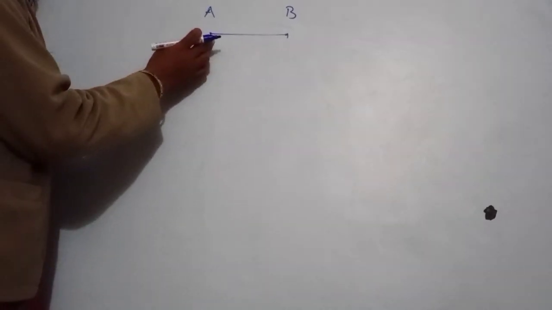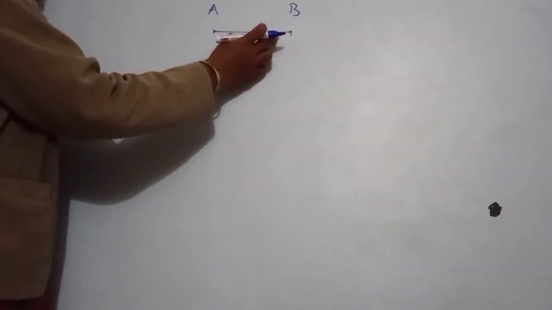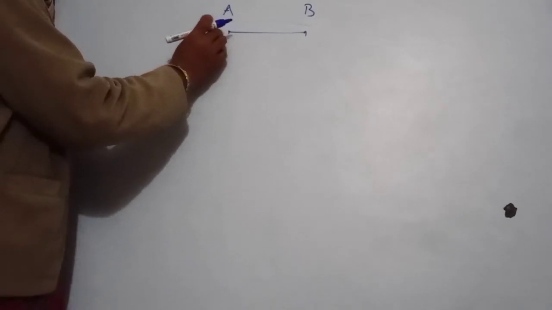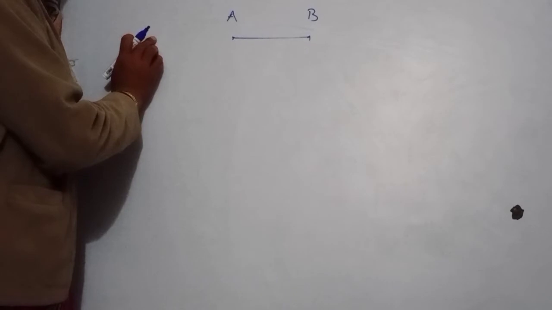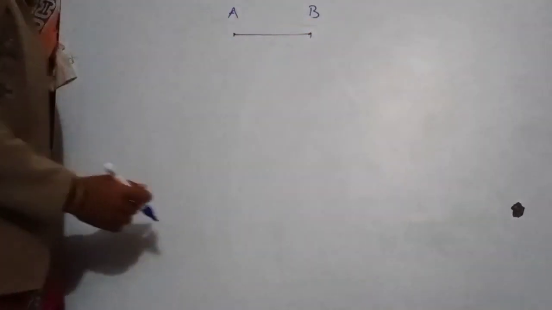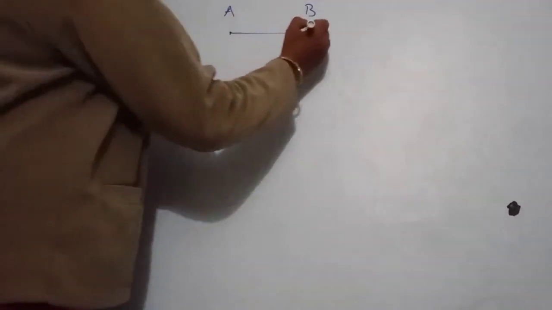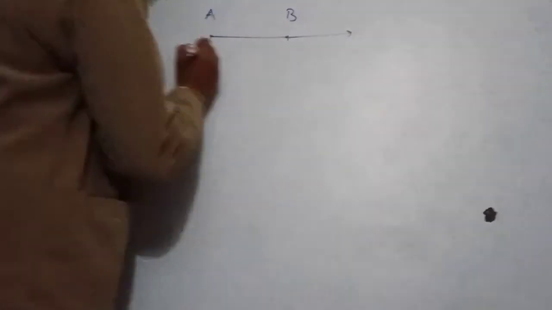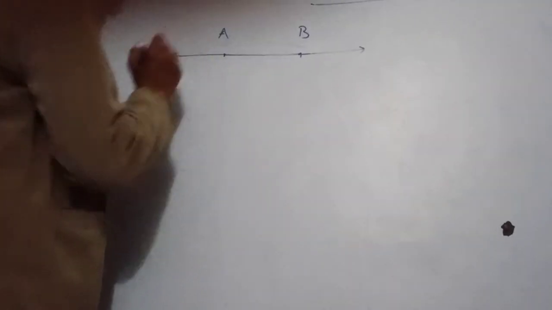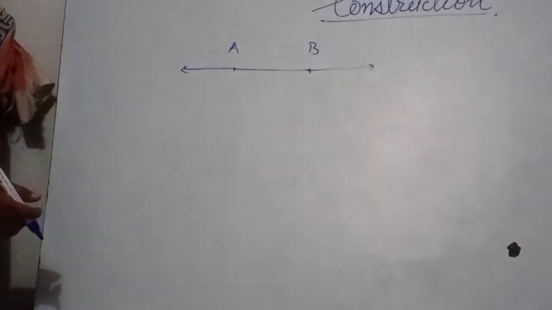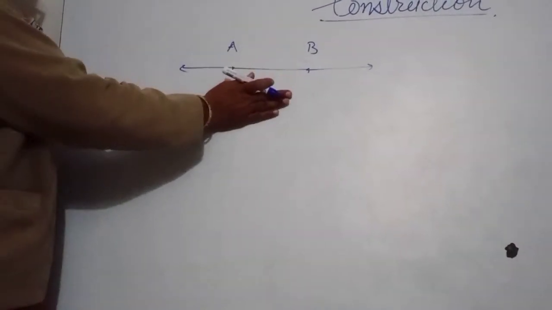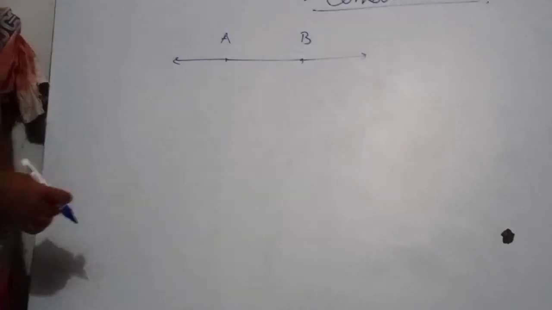Can you extend this line segment towards the side of point A or to the side of point B? Yes, you can extend it to both sides. Now what is it? This is a line.